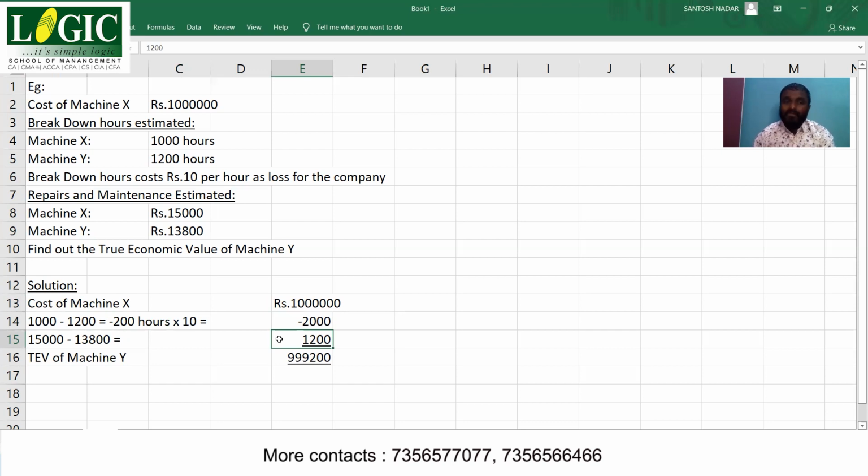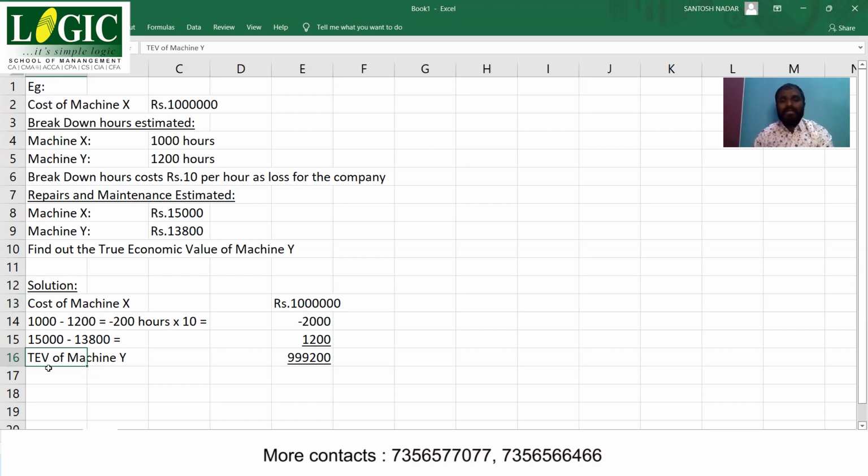But if the performance is negative in nature, for example, in this case we were incurring more breakdown hours, we will allow a discount for that. So all the positives will be added, negatives will be deducted, and the resultant value will be nothing but the true economic value of our product. This is how a company sets a pricing on the basis of true economic value.